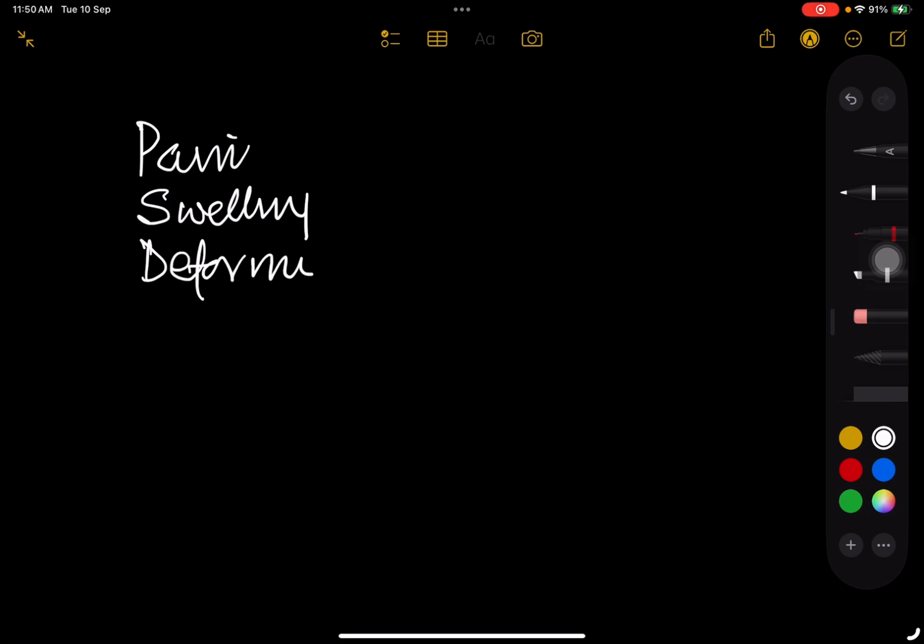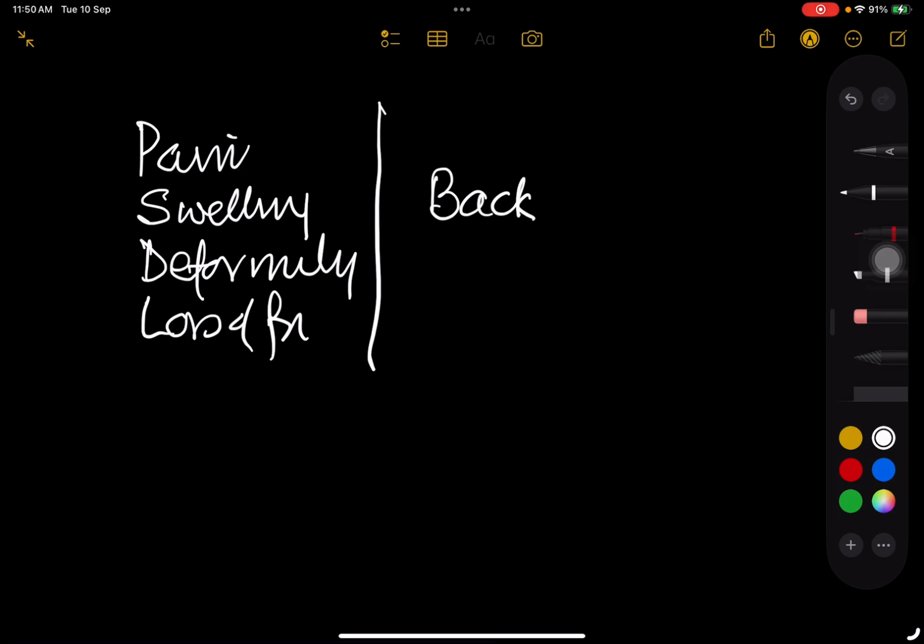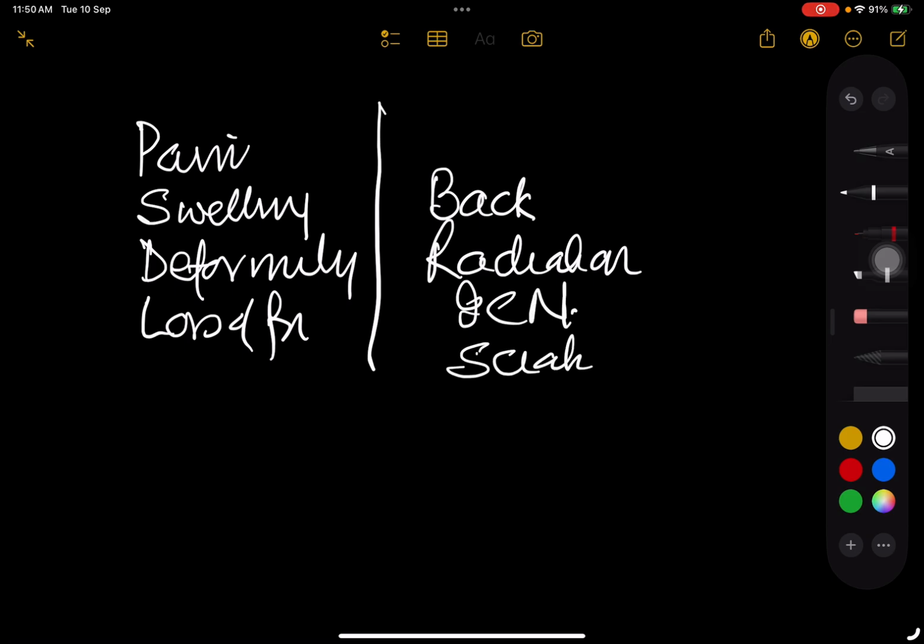Any patient of spine presents with pain, swelling, deformity, loss of function in the region of back. But there can be radiation along intercostal nerve and along the sciatic nerves, basically.